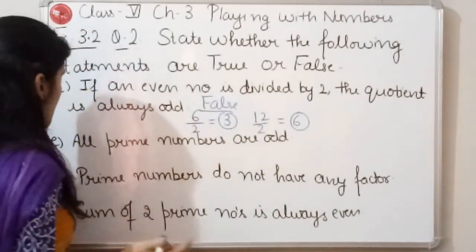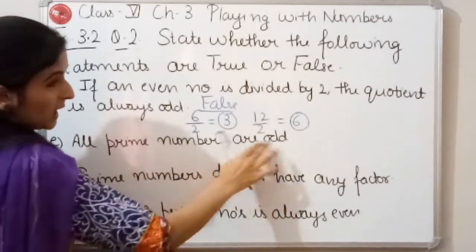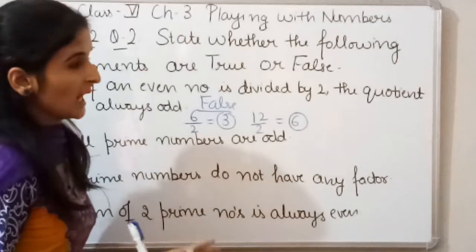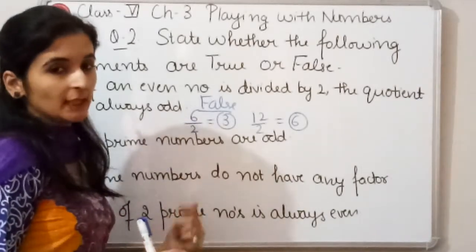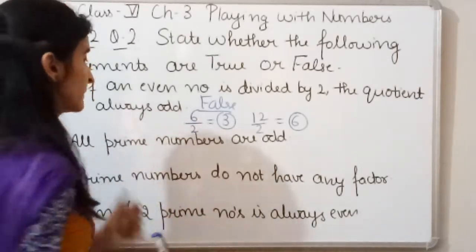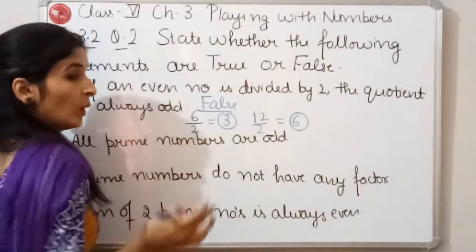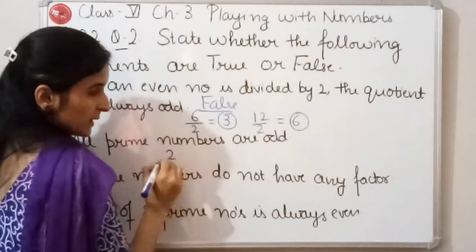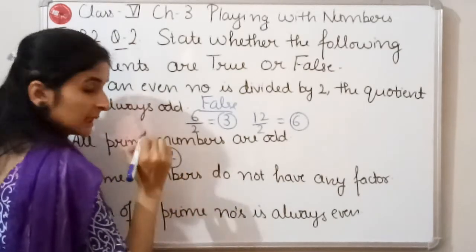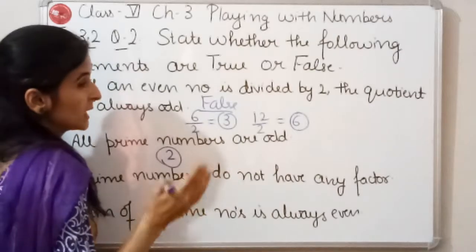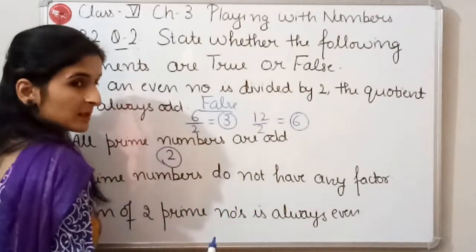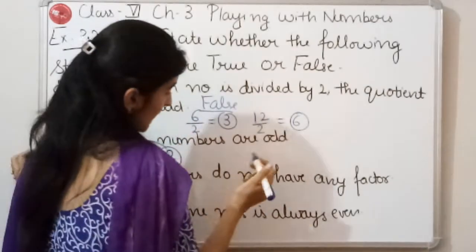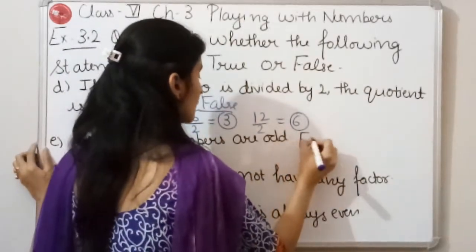Okay. Now, all prime numbers are odd. Prime numbers have only two factors, 1 and the number itself. So what are the prime numbers? Can you say that all prime numbers are odd? Let's check 2. The first prime number is 2, but 2 is an even number. So we cannot say that all prime numbers are odd, because 2 itself is an even number. So this is false.